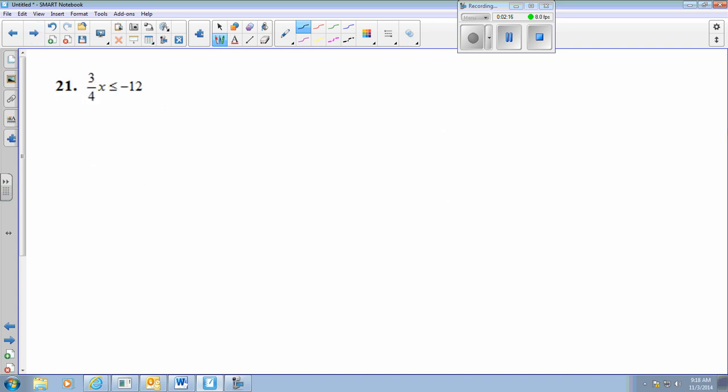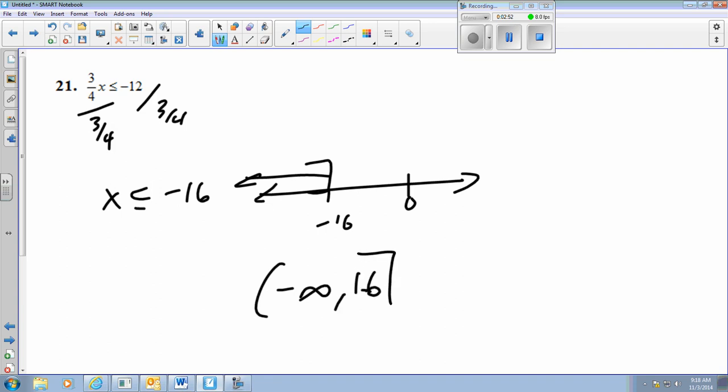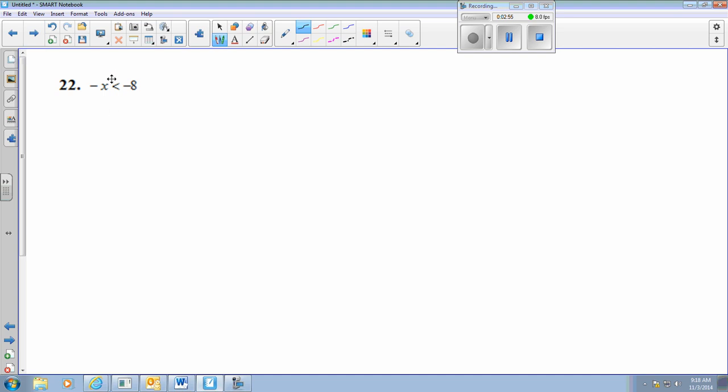For 21, we're going to divide both sides by 3/4. Don't worry about switching the sign because we're dividing by a positive. I get x is less than or equal to -16. On my number line, here's 0, here's -16. We know x is less than or equal to -16, so it would be a bracket and an arrow to the left. In interval notation, since it's the arrow to the left, we're going from negative infinity up to -16 inclusive.